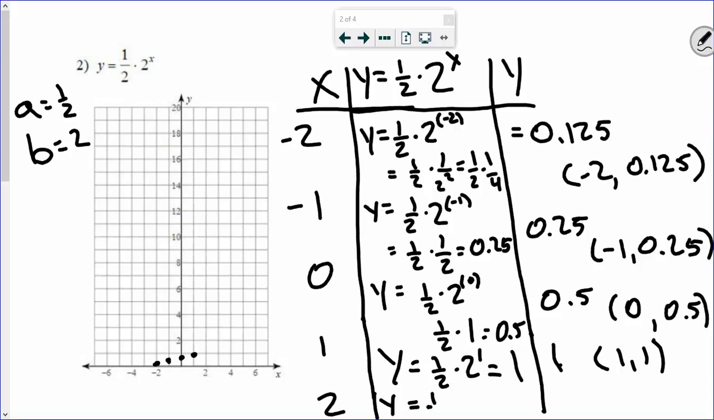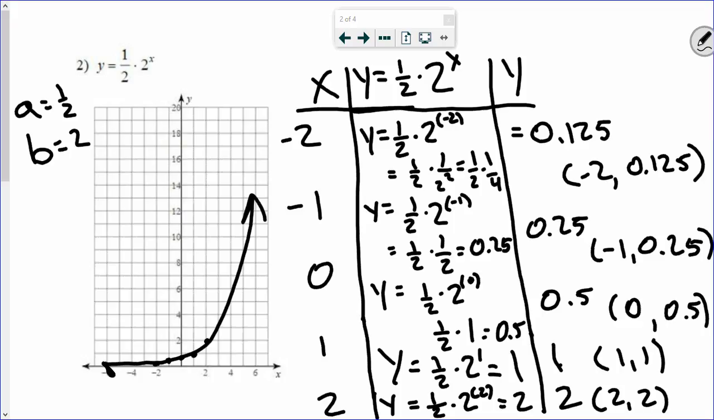So this would be 1/2 times 2 to the power of 2. 2 squared is 4. 1/2 times 4 is 2. So I plug in the point 2 and my output is 2. 2 is a point. And again, we're just connecting the dots over here in the negatives. We're just trying to keep it as close to the x-axis as possible. And we're showing that it's going to grow quickly as we continue in a positive direction.